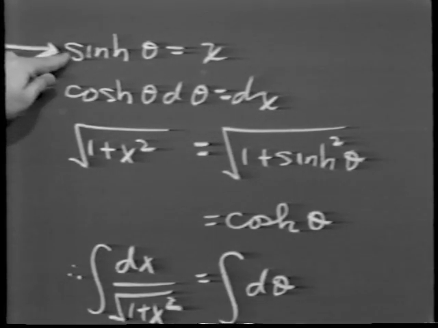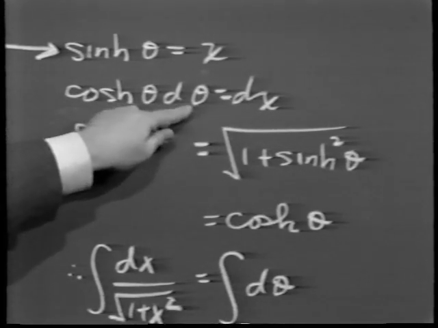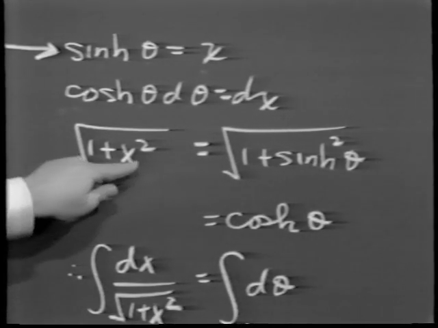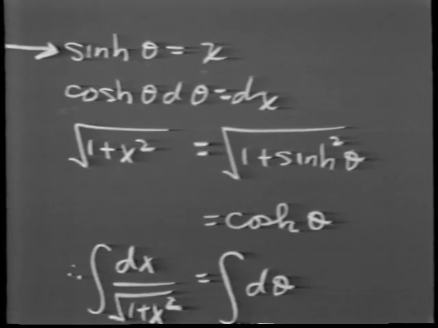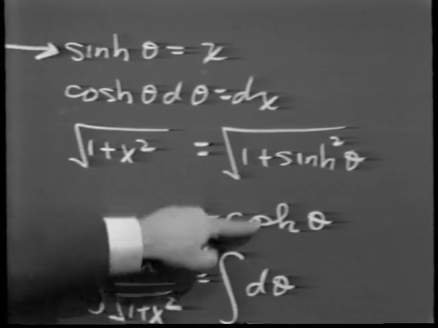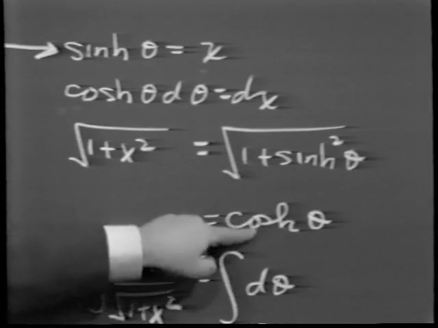The differential of sinh theta is cosh theta d theta, and the square root of 1 plus x squared is the square root of 1 plus sinh squared theta. But notice that this is cosh theta, because of the relationship between sinh and cosh. That's how we rigged this thing.